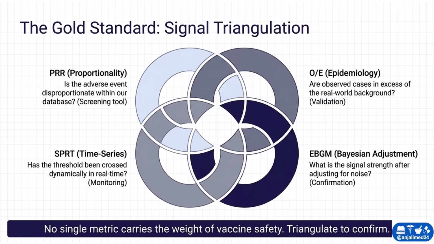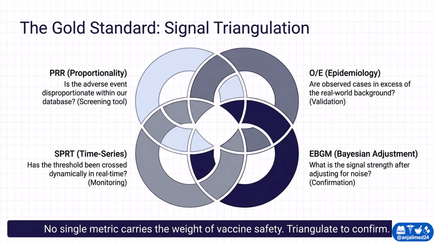The first component is the PRR or proportional reporting ratio. This acts as an initial screening tool. It helps identify whether a particular adverse event is reported disproportionately within the database. In simple terms, PRR tells us: is this event appearing more frequently than expected compared to the other events in the same reporting system? But remember, PRR alone only detects a potential signal, it does not confirm causality.